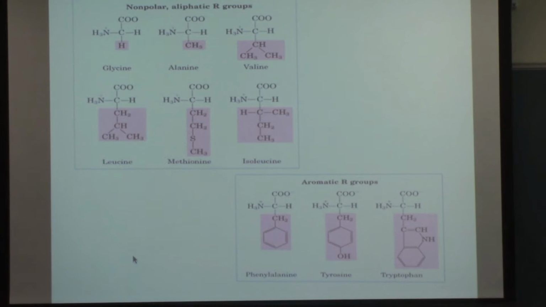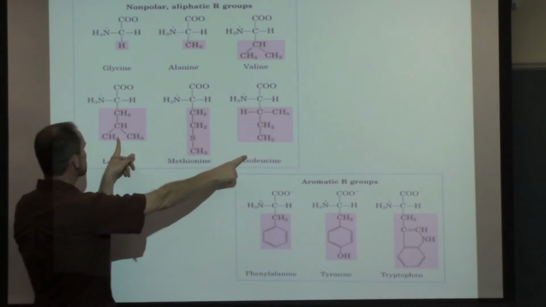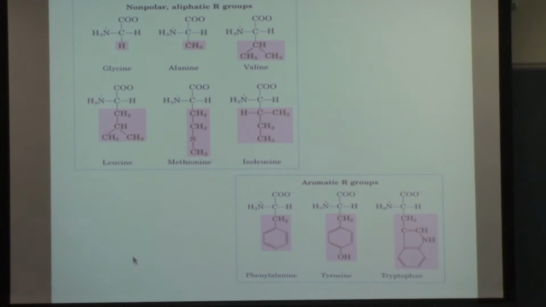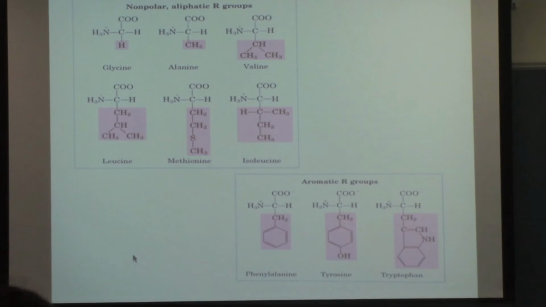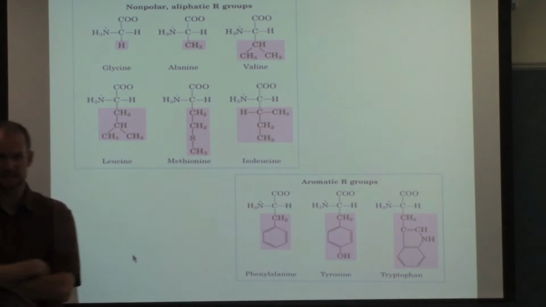Valine looks like a V. Leucine is a little longer. Isoleucine is 4 carbons, but rearranged from leucine. It branches early instead of late. And methionine has a sulfur in it. Aromatics: phenylalanine, tyrosine, tryptophan, we got those okay.